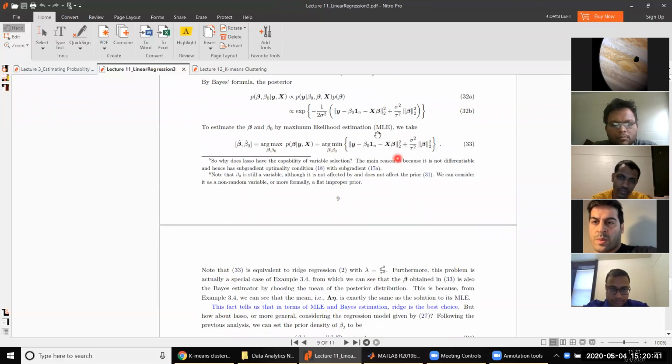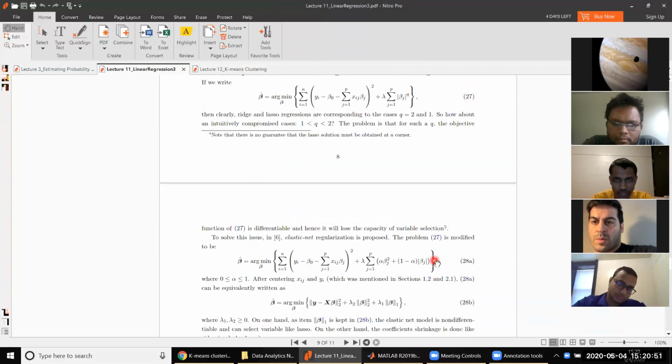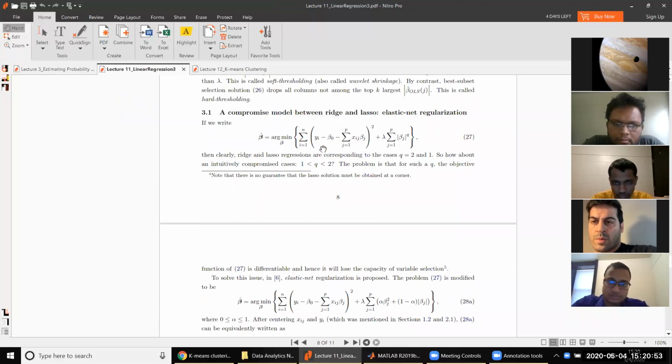It's unfair because you have not shown me, let's say, how about Lasso or some other cases? Okay, great. Let's consider an even more general case. Let's consider this equation 27, which is here. So the first part here is very clear, the least square part, and the second part, I make a Q here. So very clear, if Q equals 2, it is ridge, Q equals 1, it is Lasso. Very clear, right? Let's see what's gonna happen.